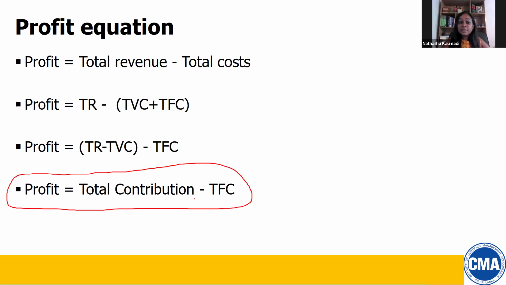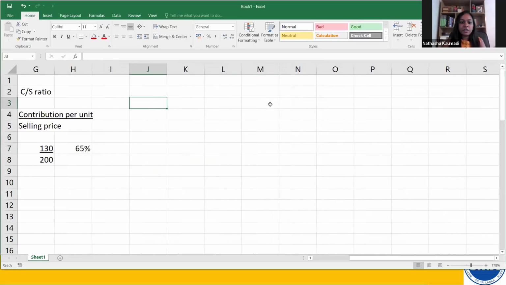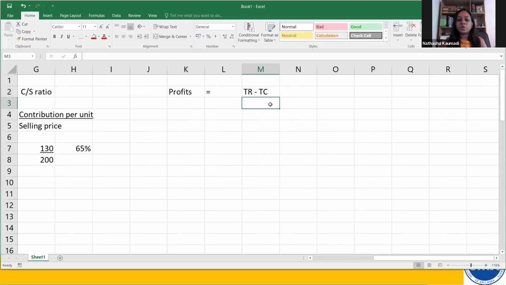See the mathematical, how can we arrive at this formula mathematically? How to derive this formula mathematically? Now, I will show you. If we can use this, profits equals TR minus TC, total revenue minus total cost.